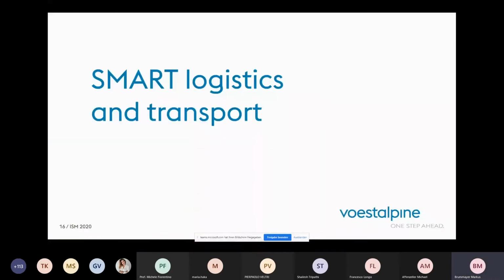So the next topic is smart logistics and transport. So this has been only a few words, a few thoughts about production processes. On the same level, important, let's say, are also logistics and transport. And logistics and transport processes are the connecting processes between our production plants.